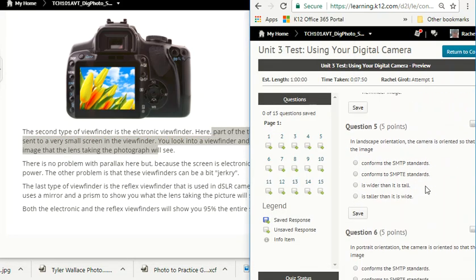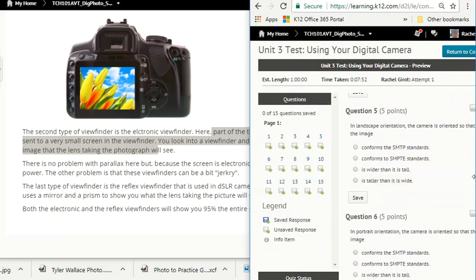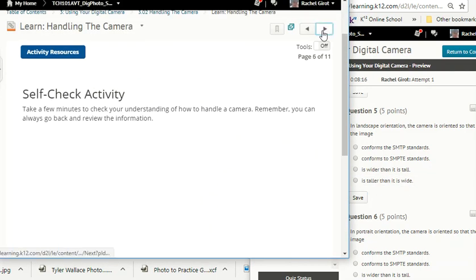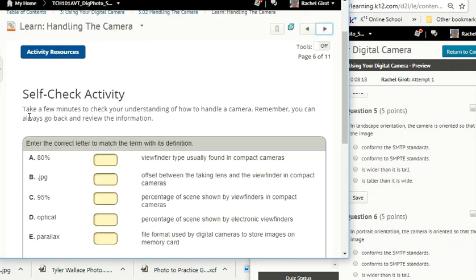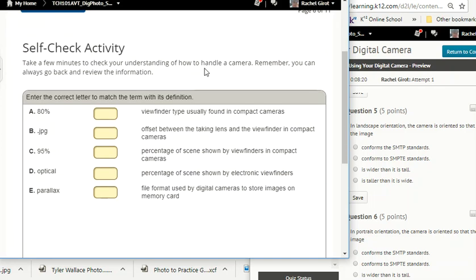Perfect. Question 5. In landscape orientation, the camera is oriented so that the image conforms to SMPTE standards, is wider than it is tall, or is taller than it is wide. There's a self-check here. Take a few minutes to check your understanding.